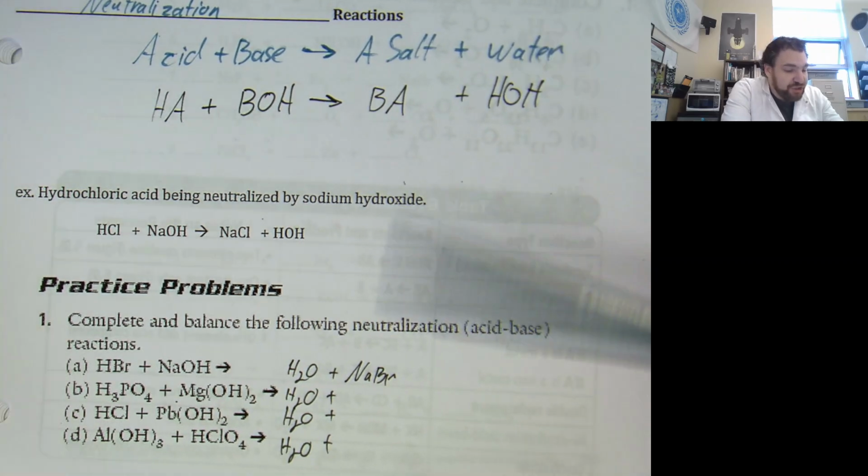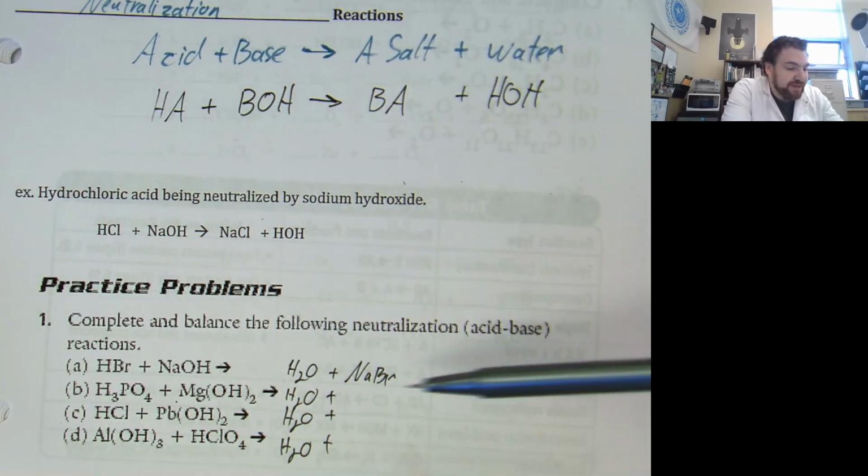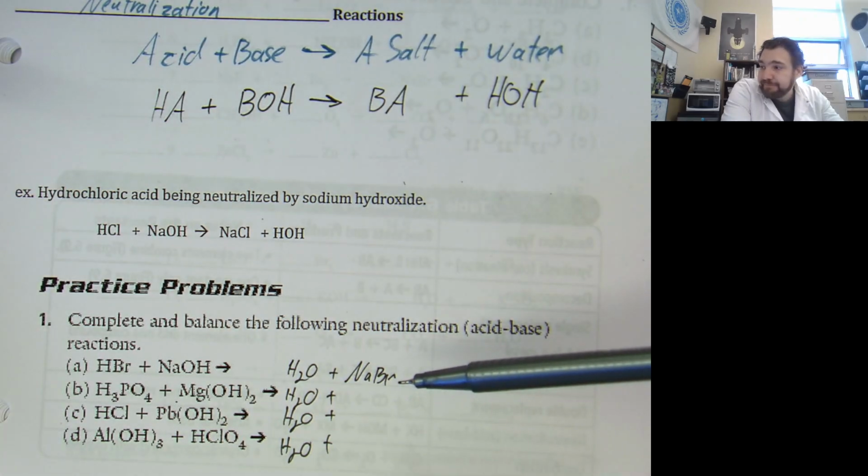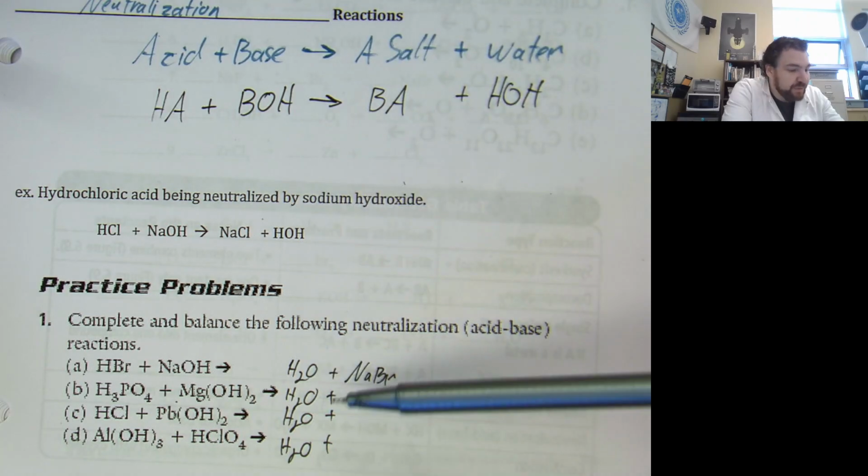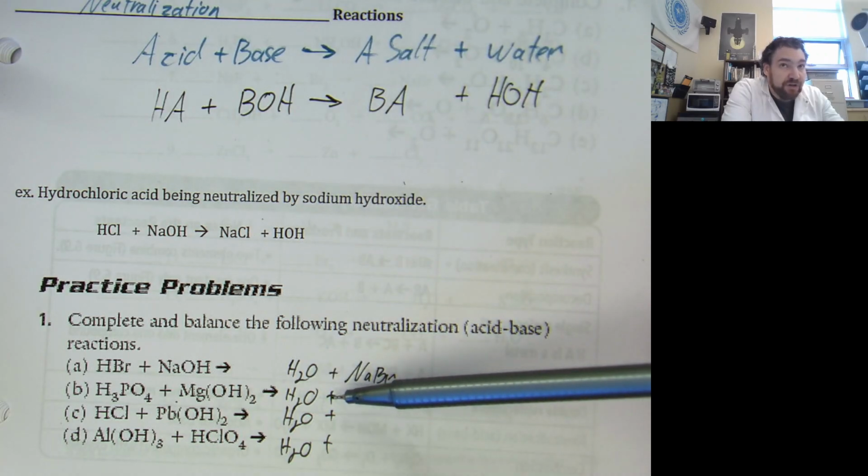The charge on sodium is +1. The charge on bromine is -1. So you just need one of each to balance each other out. How about the next one? The water is there, and now what's the salt?